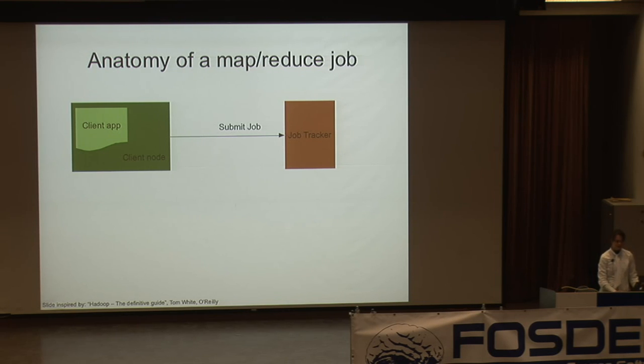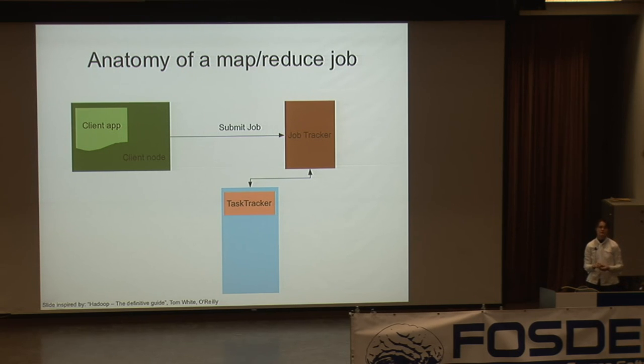The job tracker then has a look at where the data really is located and contacts the machine. On that machine is a task tracker. This task tracker is responsible for local scheduling. What the task tracker does is start a JVM on this node, run the map job or the reduce job in this JVM, and return its output.